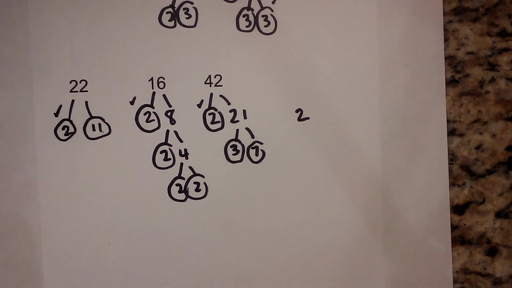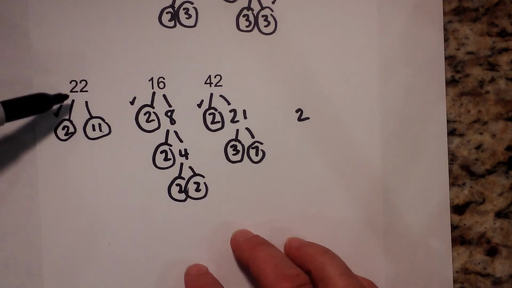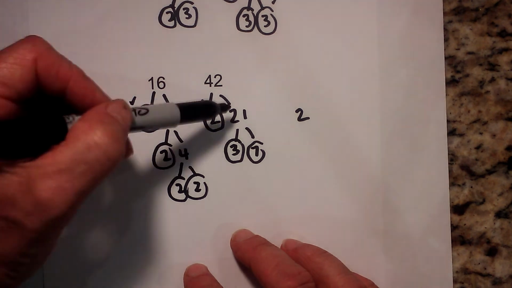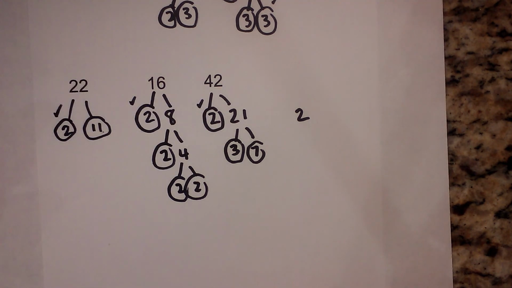numbers is 2. So in summary, create a factor tree for each number, then circle each prime, and then look for the prime that is found in each of the factor trees you created. And that's how you find the greatest common factor for three or more numbers.